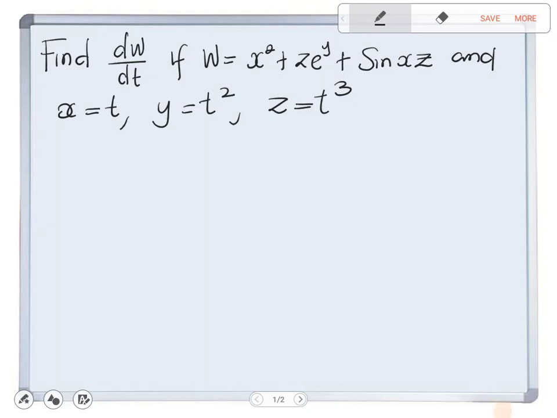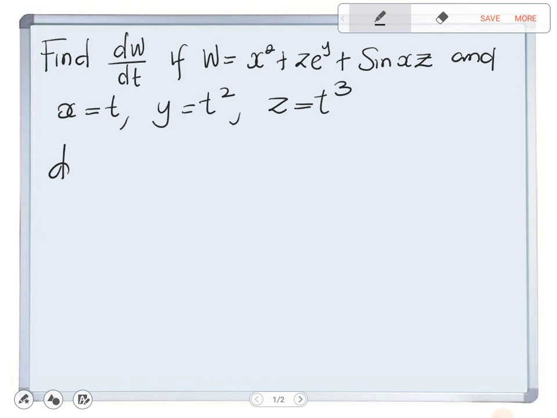Find dw/dt if w is equal to x squared plus z e to the power y plus sine xz, and x is equal to t, y is equal to t squared, and z is equal to t to the power 3. Now, you can see that we have three functions, x, y, and z, that are being fused into one function called w. That means we are still going to use the chain rule for multivariable functions, and here's how it's going to look.